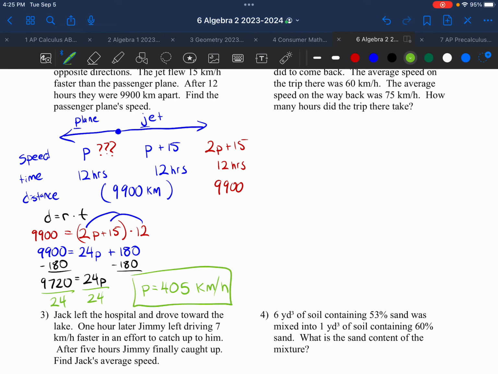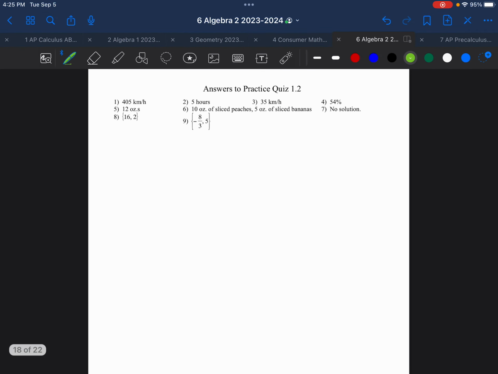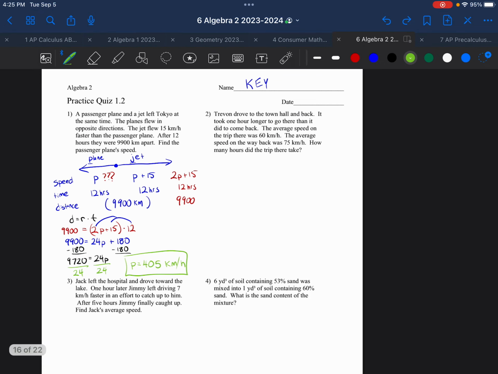Let's see if we got it right. You don't have to highlight on the practice quiz because you don't actually turn it in. 405, let's check though. It is 405 kilometers per hour. We got it. What about number 2?